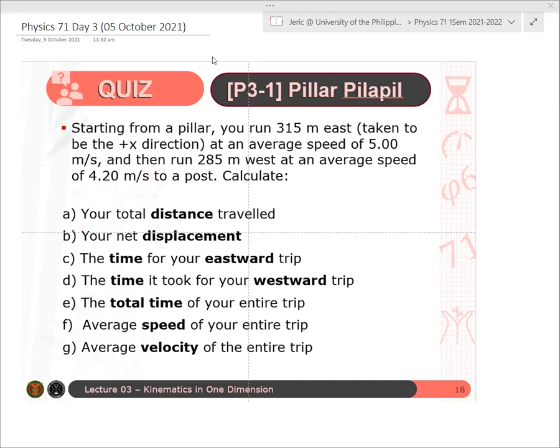Maybe 3 minutes, kasi medyo marami siya. Okay, so maybe 3 minutes have elapsed. So let's solve this problem.